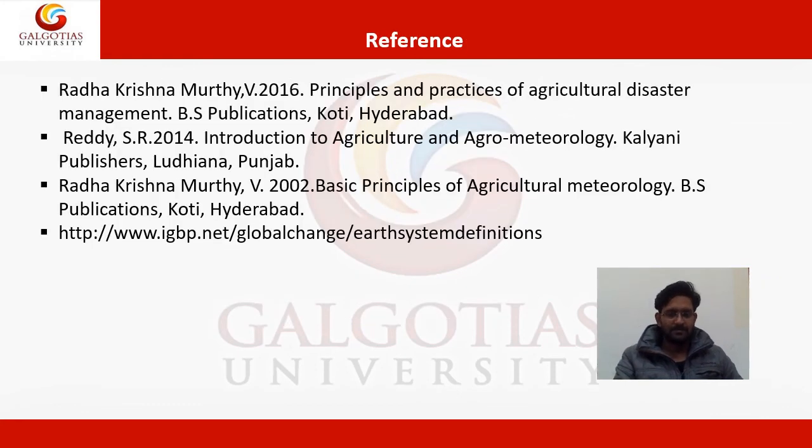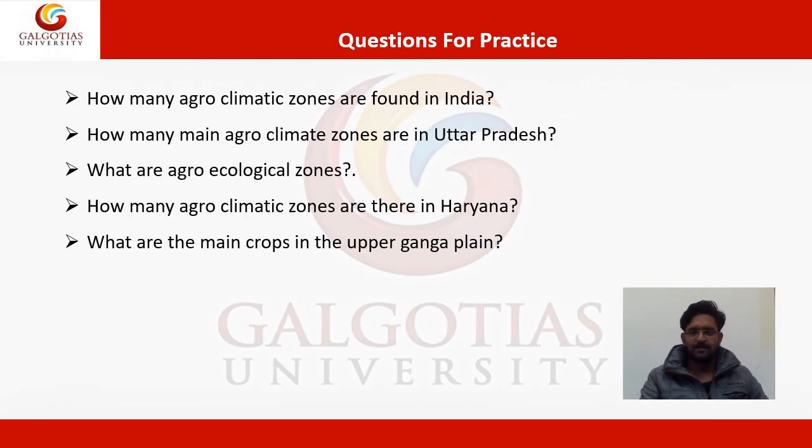These are the references that you can use for study. Now these are the important questions for practice: how many agroclimatic zones are found in India? 15. How many main agroclimatic zones are in Uttar Pradesh? For this question you have to search and find out what the agroecological zones are, how many agroclimatic zones there are in Haryana, and what the main crops are in the Upper Ganga plain. Your Upper Ganga plain is the region near Lucknow and Rohilkhand. So these are the questions that you can practice.